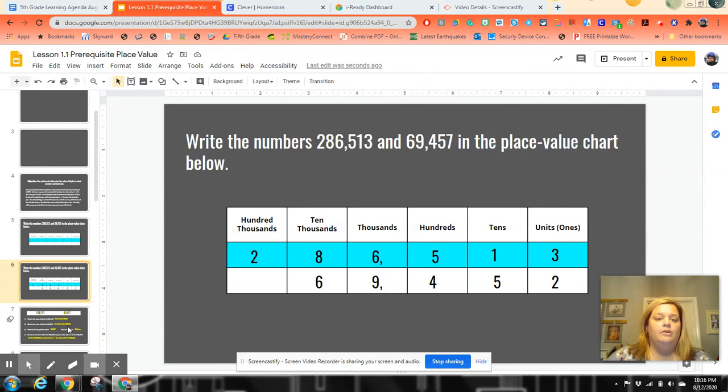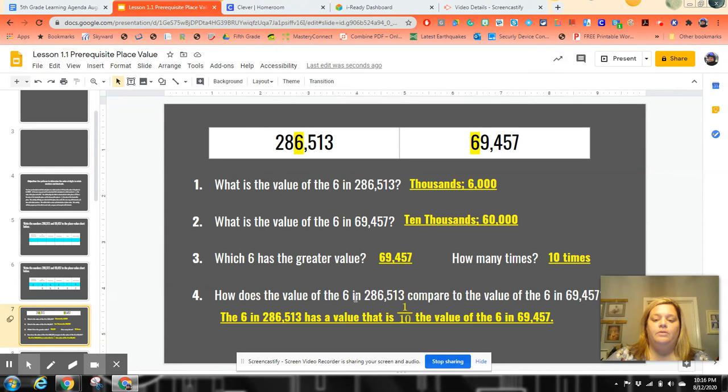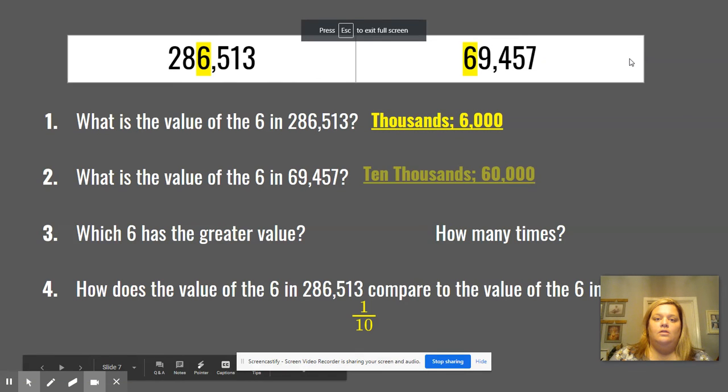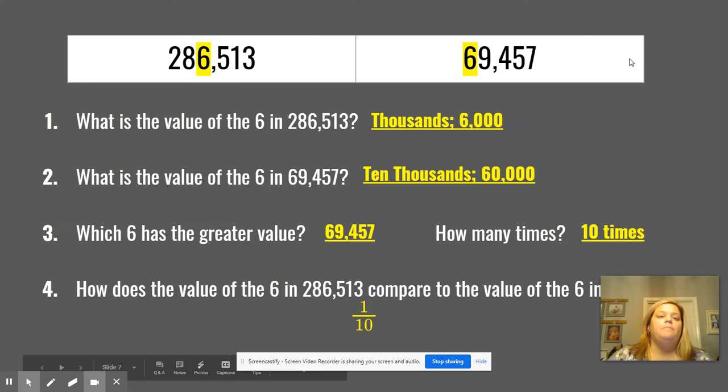All right, so what I was talking about with this number right here is that, okay, what we're going to look at is your 6 in the thousands place and this 6 is in the 10,000s place. So if you were to put these numbers right beside each other, like the 6s, you can see that the 6 right here is to the right of this 6. It's a place, okay? It's in the 10,000s place. So that means that the 6 in 69,000 is 10 times greater or as much as the 6 in 6,000.